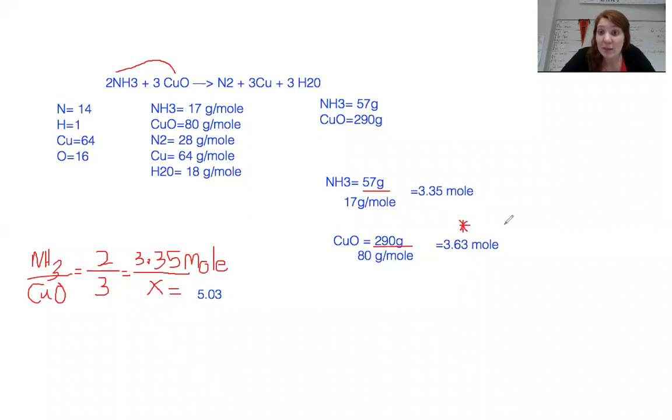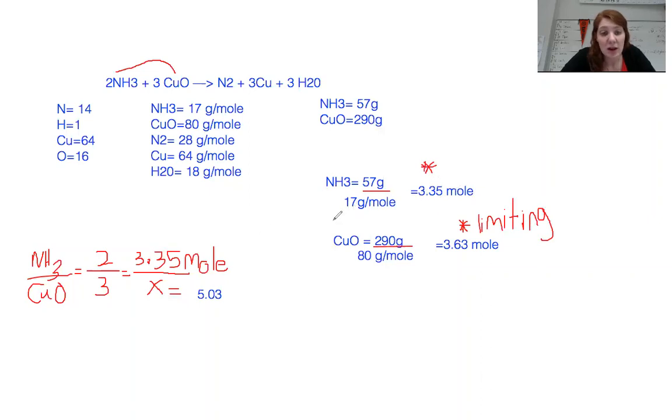So that means copper oxide is the limiting reagent. It's the one holding us back. All right, so that's our answer to the first question. This one is limiting. Now, we get to move on to the second part of the question, which is how much excess of the other reactant is there. So now they're talking about ammonia. How much excess is there?